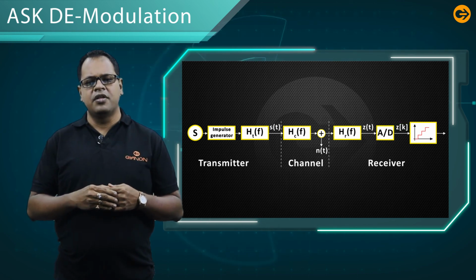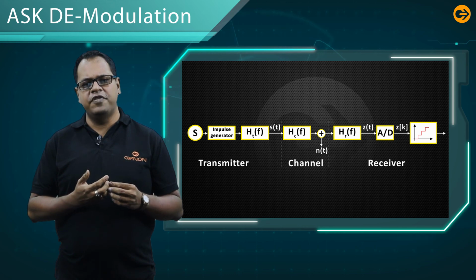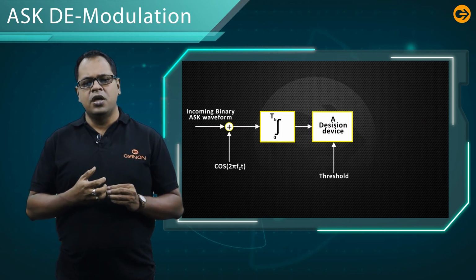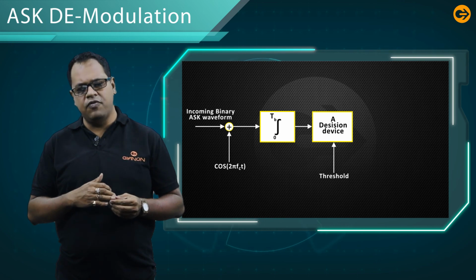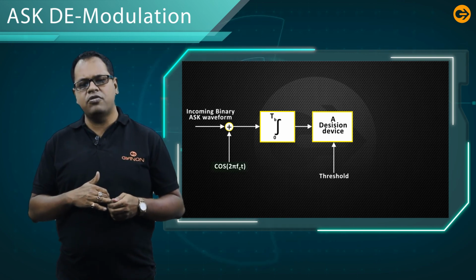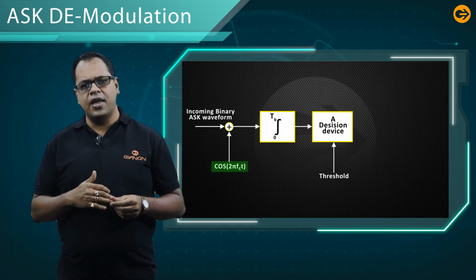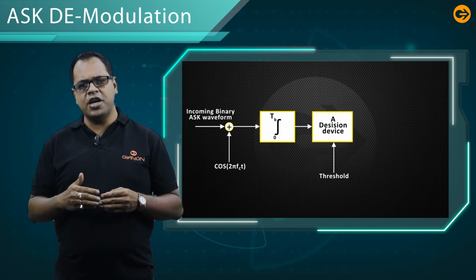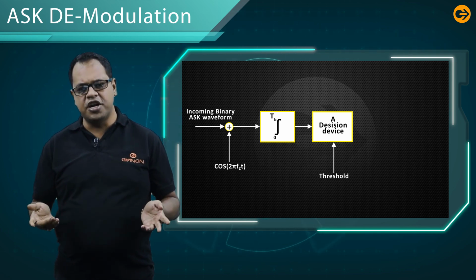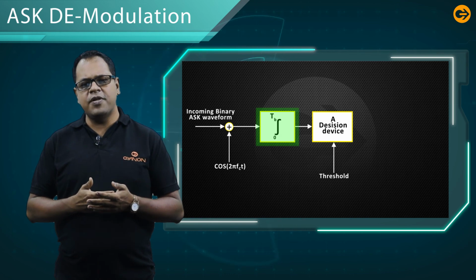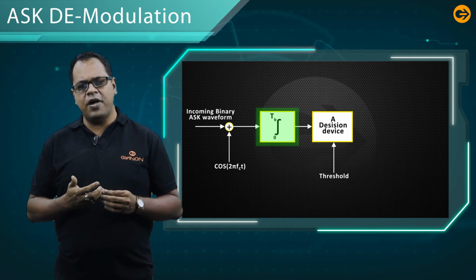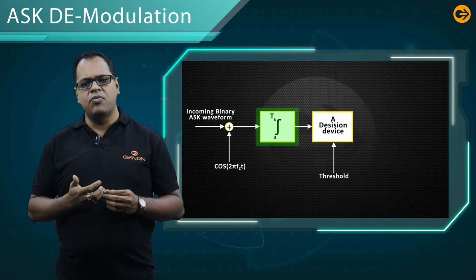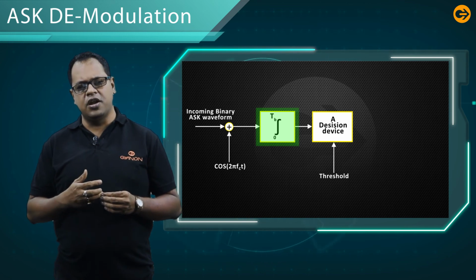Now let us discuss the receiver block diagram of the ASK. The ASK waveform is multiplied with a cosine wave, that means A cos 2 pi fct, where fc is the carrier frequency. After the multiplication, it is passed through an integrator. The integrator basically acts as a low pass filter. The integration is from 0 to TB, where TB is the time period of the signal.